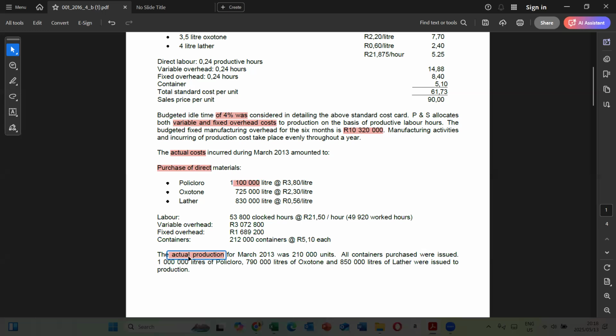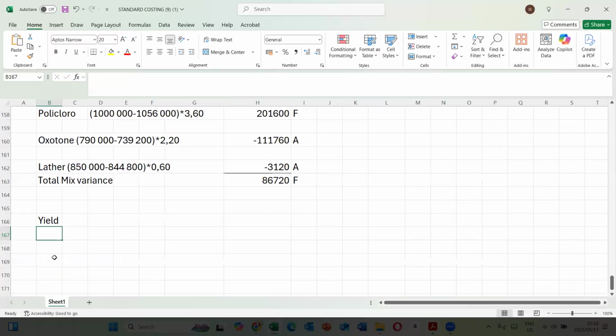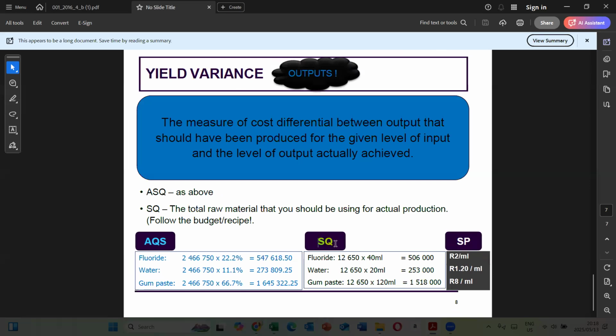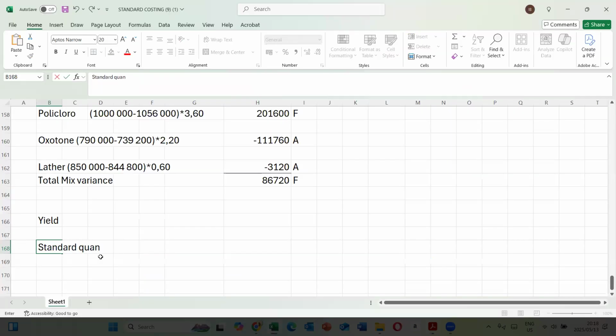Okay. All right, let's proceed now and see what's happening next. So let's now do the mix and the yield variance. So the yield variance. All right. So how are we going to go about this? For the yield variance now, we're going to need the standard quantity. So the yield variance now, we're going to compare actual quantity in standard terms and the standard quantity. So how much is going to be our standard quantity? So remember, we flex our budget now. So we have polychloro.